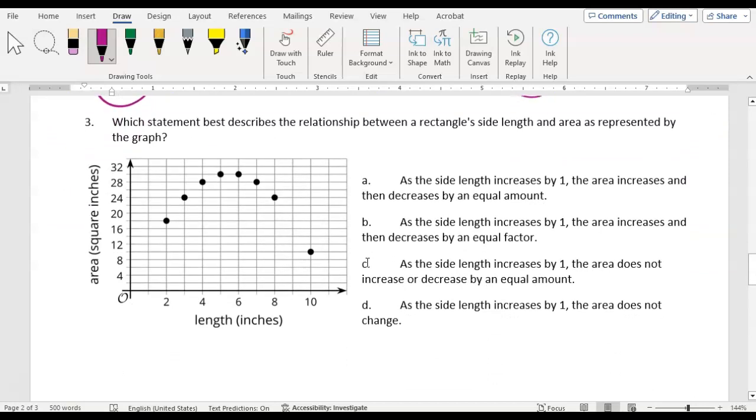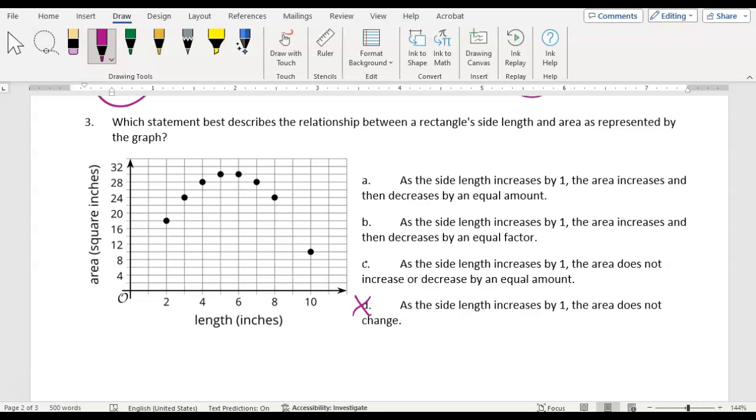Number 3, which statement best describes the relationship between a rectangle's side length and area as represented by the graph? All right. So as the side length increases by 1, the area increases and then decreases by an equal amount. As the side length increases by 1, the area increases and then decreases by an equal factor. As the side length increases by 1, the area does not increase or decrease by an equal amount, or as the side length increases by 1, the area does not change. Okay, so we can obviously eliminate this.